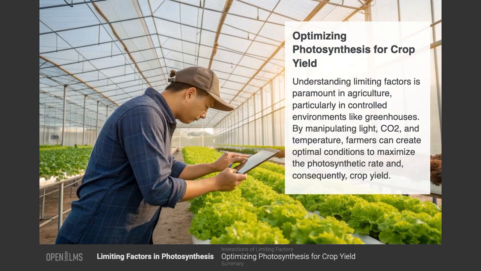Optimizing photosynthesis for crop yield. Understanding limiting factors is paramount in agriculture, particularly in controlled environments like greenhouses. By manipulating light, CO2, and temperature, farmers can create optimal conditions to maximize the photosynthetic rate and, consequently, crop yield.